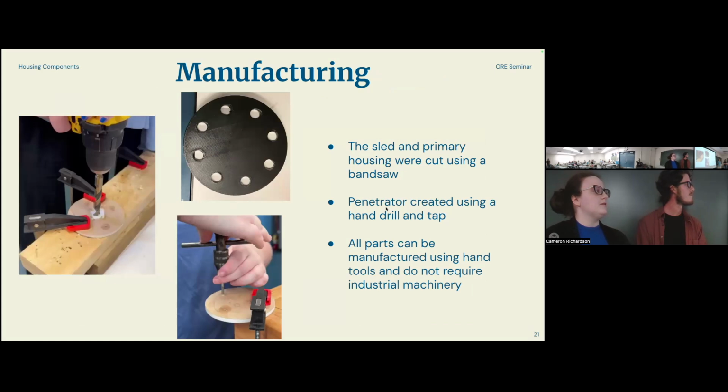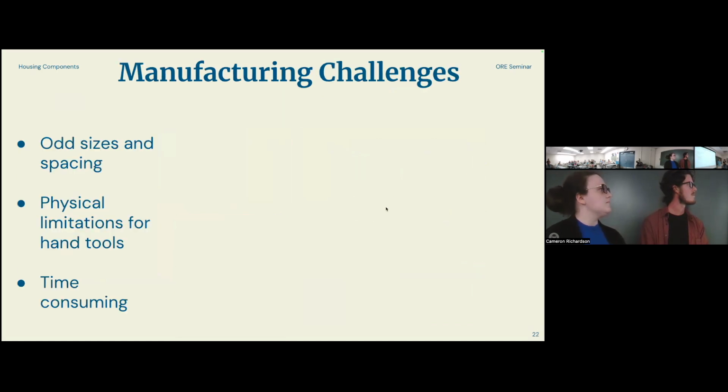The manufacturing, with the main goal of being easy to do, was done with hand tools, even if some tools could be replaced with industrial machinery. They were first tested with hand tools in order to ensure that they were easy to do. Our sled was primarily cut using a bandsaw, however, that could be replaced with a hand saw. And then the penetrator holes were created using a hand drill and tap set.